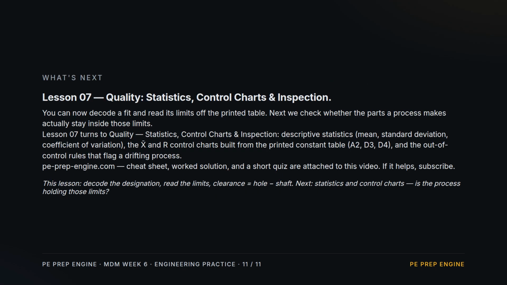Next up, Lesson 7, Quality, Statistics, Control Charts, and Inspection. You can now decode a fit and read its limits. Next, we check whether a process actually holds those limits. Lesson 7 covers the descriptive statistics: mean, standard deviation, coefficient of variation, the X-bar and R control charts built from the handbook's constant table, and the out-of-control rules that flag a drifting process.